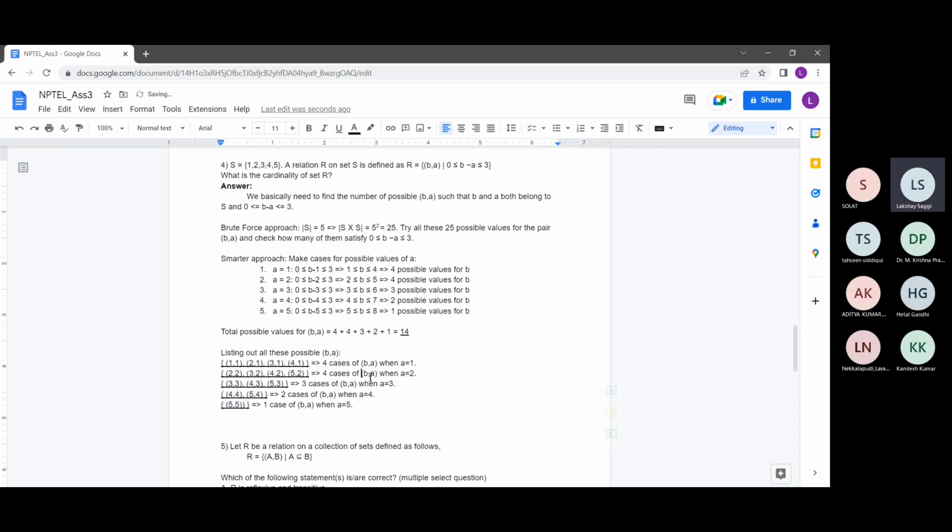So these underlying values are the possible pairs of values which B comma A can take. As we can see, there are 4 plus 4 plus 3 plus 2 plus 1, which is 14, as we have already counted. So these are the 14 possible B comma A pairs which satisfy these conditions. So I hope I'm a bit more clear now.